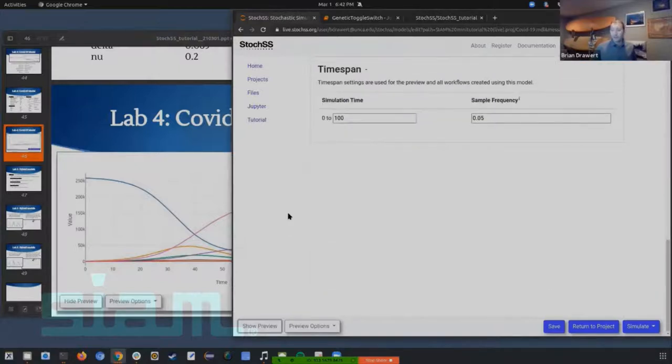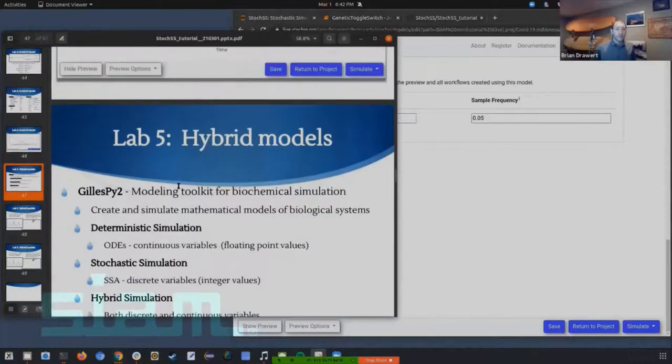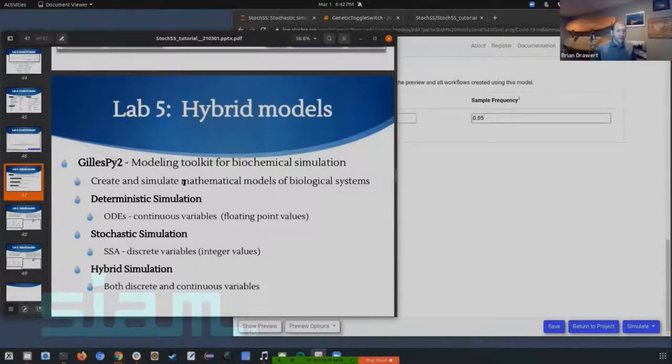Okay, let's see. I have one final thing that I'd like to show you, which is something I was talking about before, which is hybrid simulation or hybrid models. So we talked before, we've got our simulation engine here, GillesPy2. It's this Python modeling toolkit for biochemical simulation, or simulation in general, to create your mathematical models of biological systems, doing deterministic simulation, AKA floating point values, and stochastic simulation, integer values.